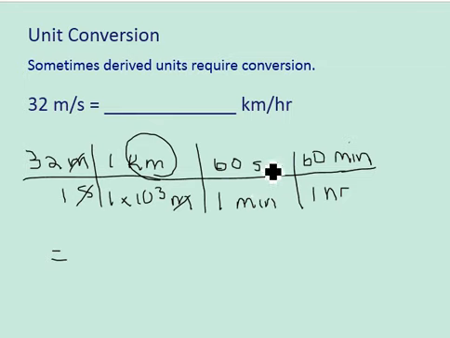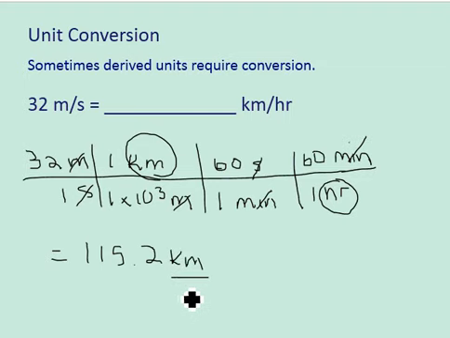I'm going to do seconds. I remember that there are 60 seconds in 1 minute. All right, but minute is not what I'm looking for. I'm looking for hours. So I'm now going to use that there are 60 minutes in 1 hour. And I'll be left with my hour on here. So now if I do my math, I simply take my 32 times my 60 times my 60, and I divide that by that 1,000, or that 1 times 10 to the third, and I would get 115.2 kilometers per hour.